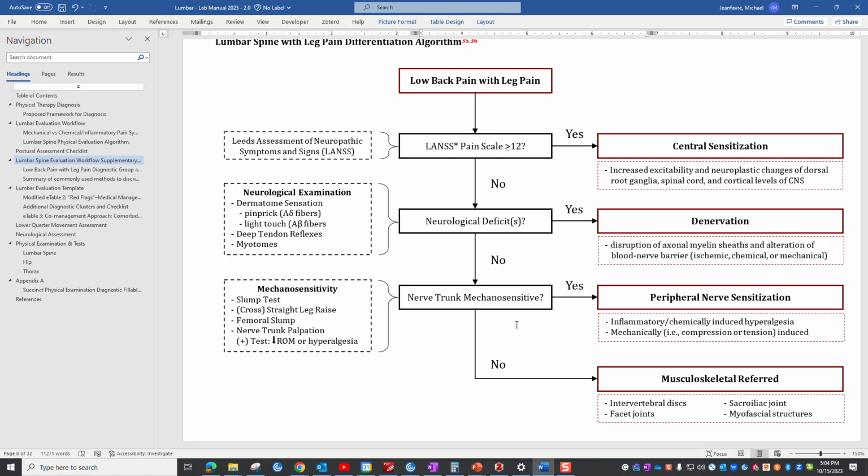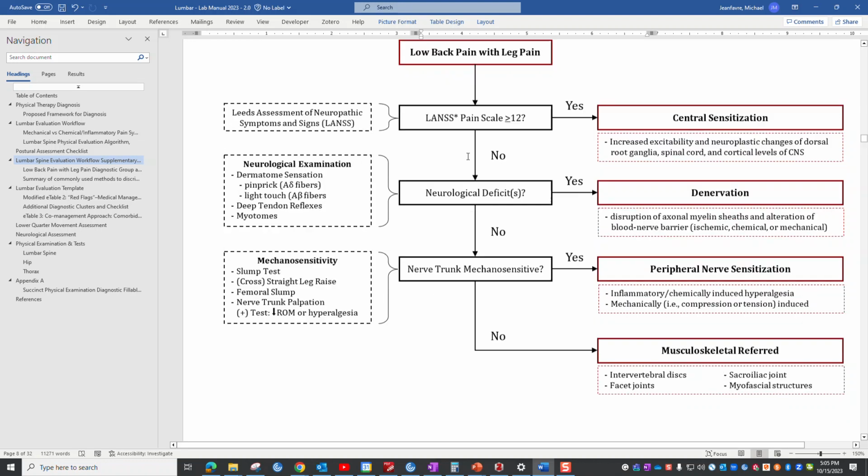our assessment. And then we have our nerve trunk mechanosensitivity with peripheral nerve sensitization and musculoskeletal referred pains and symptoms. And so I would encourage you to take a look at this before the actual live assessment and continue to do so even afterwards as you continue to try and differentiate the pain mechanisms that your patient is presenting with.